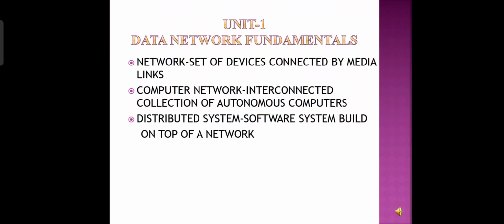First we will see what a network is. A network is generally defined as a set of devices connected by media links. A set of devices is otherwise also known as nodes. A node can be a computer, printer, or any other device which is capable of sending or receiving data generated by other nodes on the network. The links connecting the devices are often called communication channels.